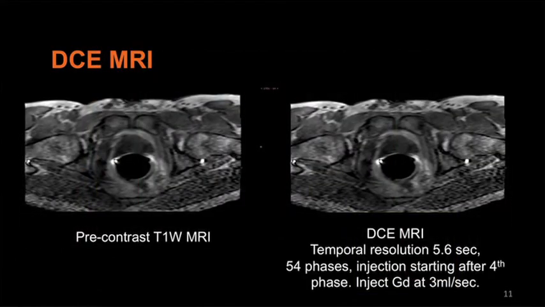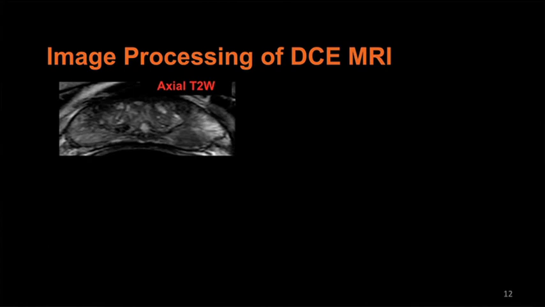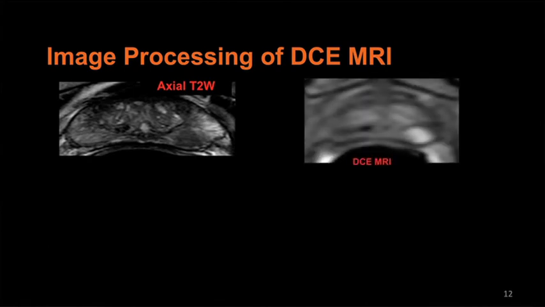And then finally, DCE MRI. We obtain the DCE MRI by using fast gradient echo sequences. We start imaging before injection of the contrast, and we image before, during, and after injection. Our temporal resolution is about 5.6 seconds. We get 54 phases. We use the basic dose, and the injection rate is 3 ml per second.